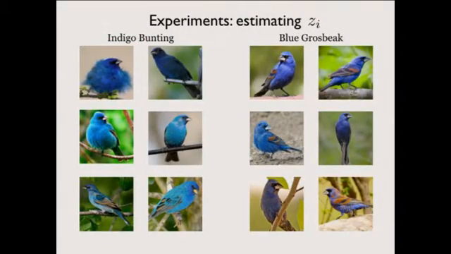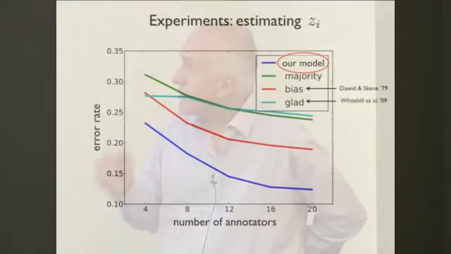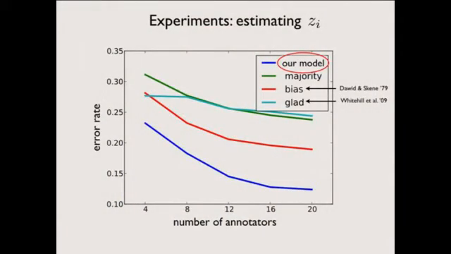Now let me show you experiments. First of all, the raw performance. This is what we get for the indigo bunting data set. And we had to compare to previous ideas on how to do things. The green line is the majority vote, and the blue line is when you use the model. And you see quite a big difference, namely with around 4 annotators, the blue model does as well as the green model with maybe 20 or 25 annotators. So clearly, there is a big advantage.